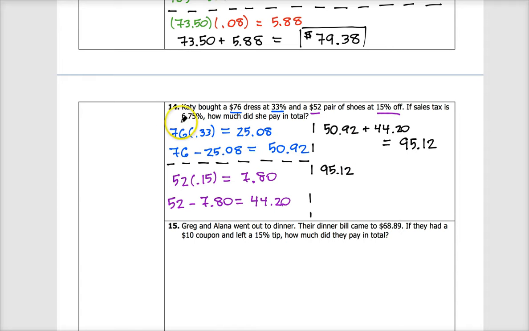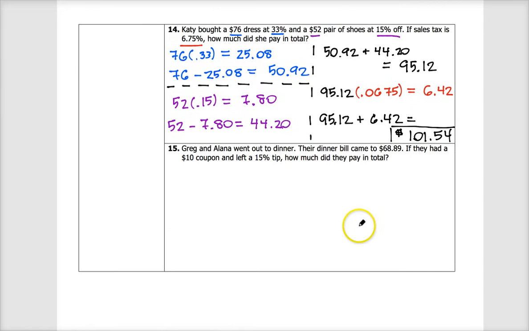So to find how much she paid in total, this is where the tax comes in. $95.12, 6.75% tax, so we need to multiply that by 0.0675. And when we do that, we find she's paying $6.42 in tax. So her final amount that she's paying is the $95.12 plus the tax of $6.42. And when we add those together, we get a final price of $101.54.